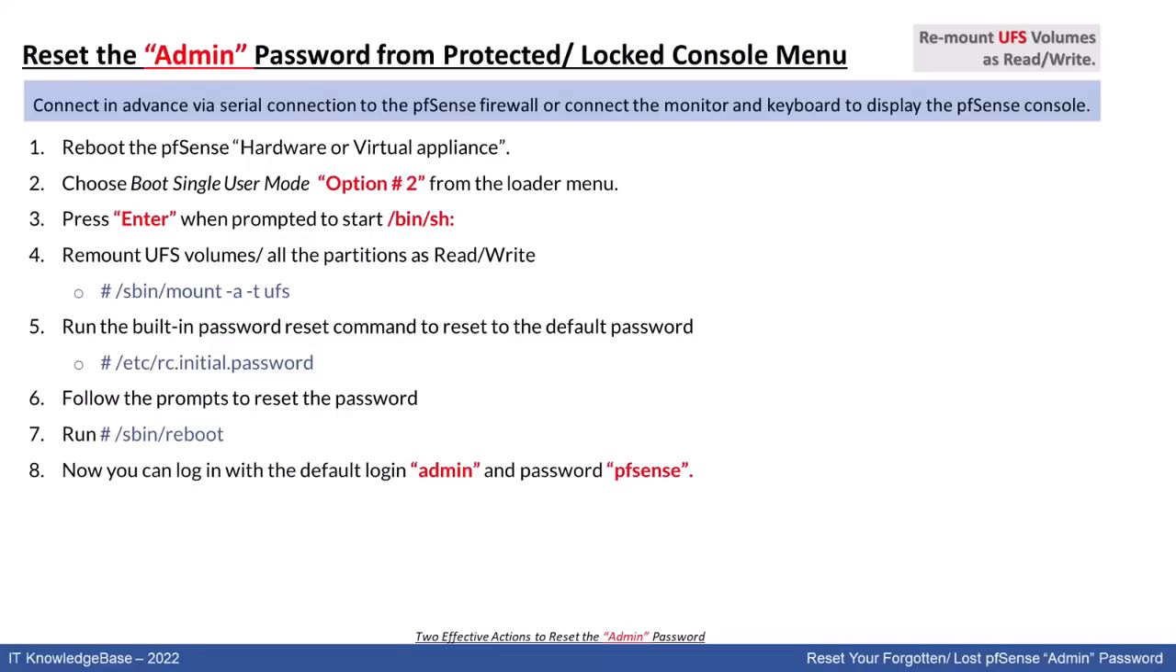Press enter when prompted to start /bin/sh. Remount the UFS volume, all the partitions as read-write. You have to type this command and hit enter. Run the built-in password reset command to reset the default password. Enter this command and hit enter. Follow the prompt to reset the password. Now finally run /bin/reboot and hit enter to reboot your pfSense firewall. Now you can log in with the default login admin and password pfSense and change the password to be more secure.